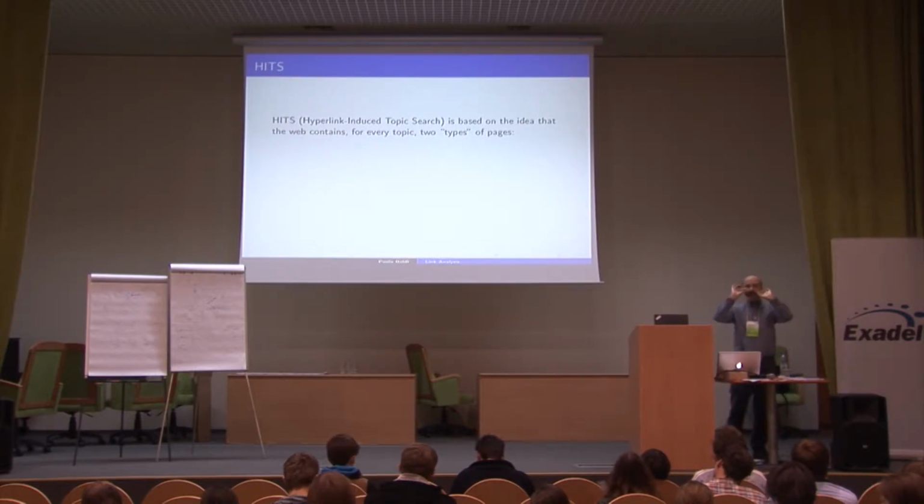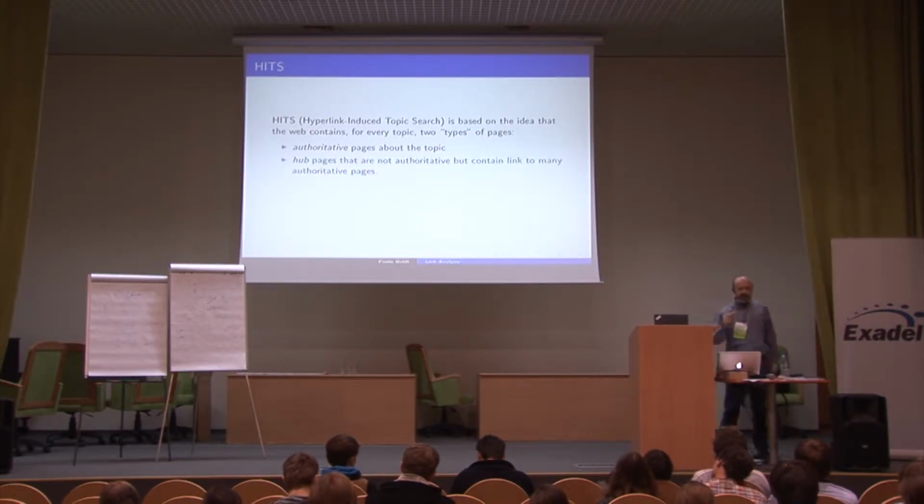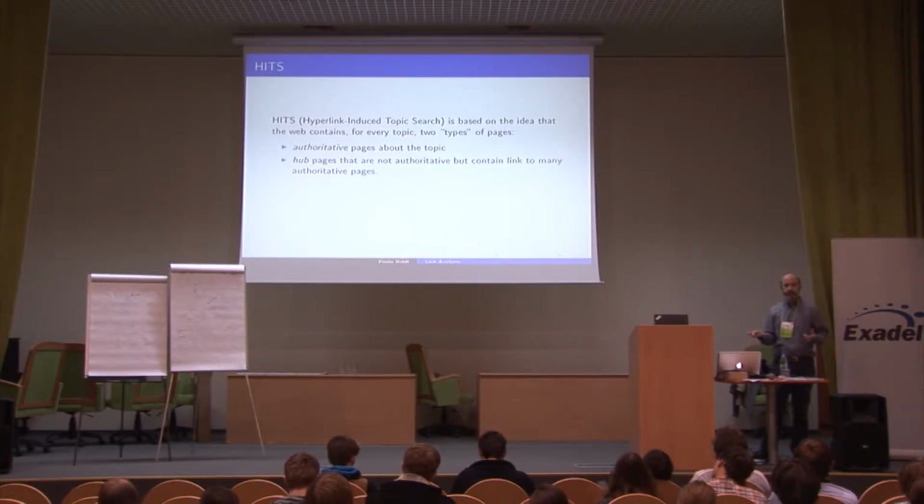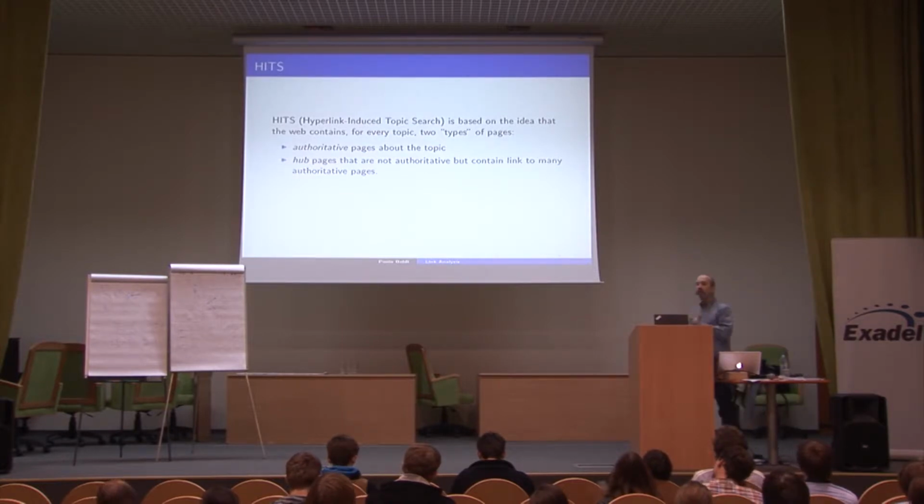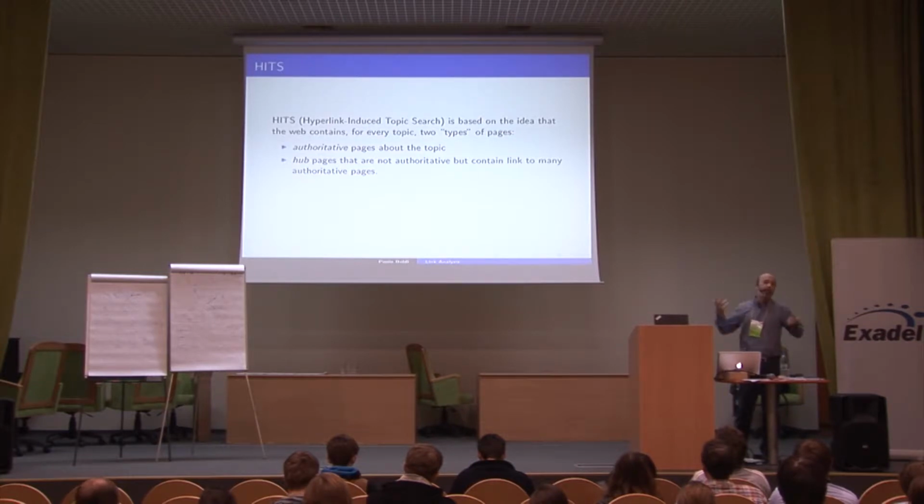So PageRank gives one score to every page. HITS gives two scores for every page. And the reason is the following. There are pages that are authoritative. Authoritative means that they are interesting. And there are pages that are hubs. Hubs are not pages that are interesting per se, but they point to many interesting pages. So actually you can have two different scores for every page. One tells you how authoritative a page is, and one tells you how much of a hub a page is.